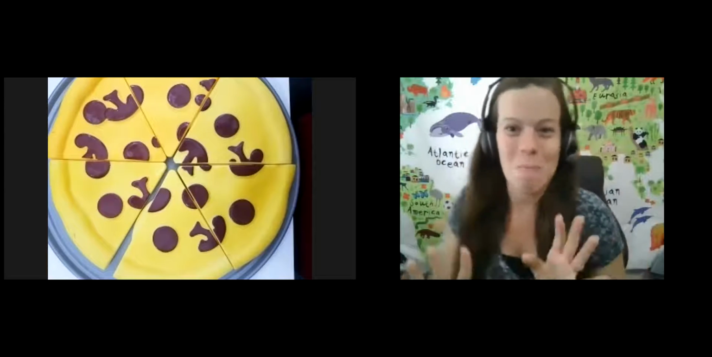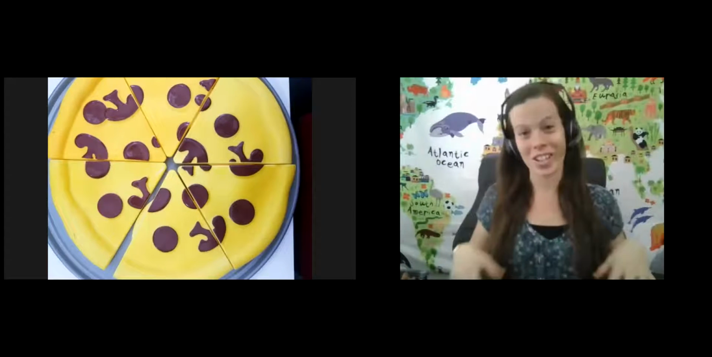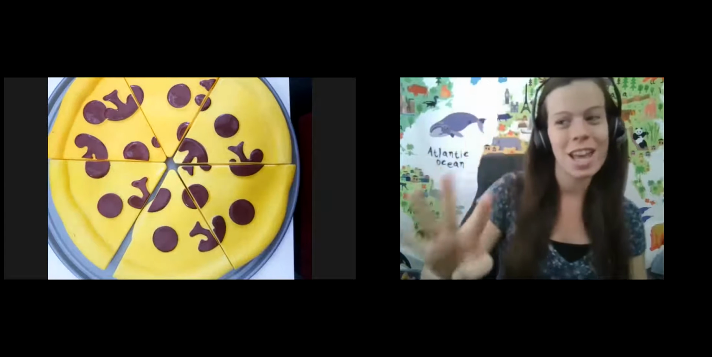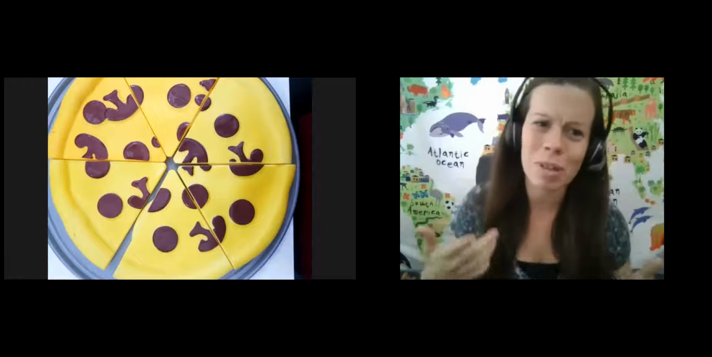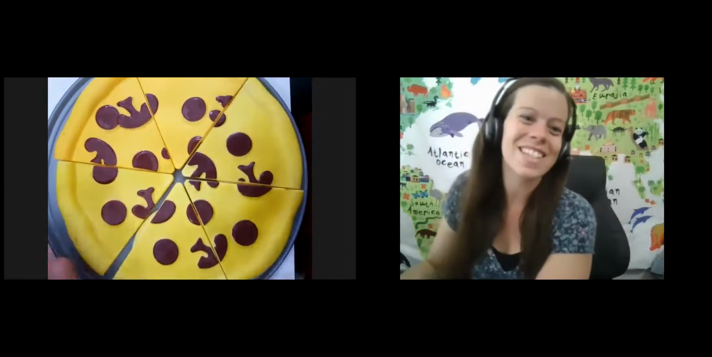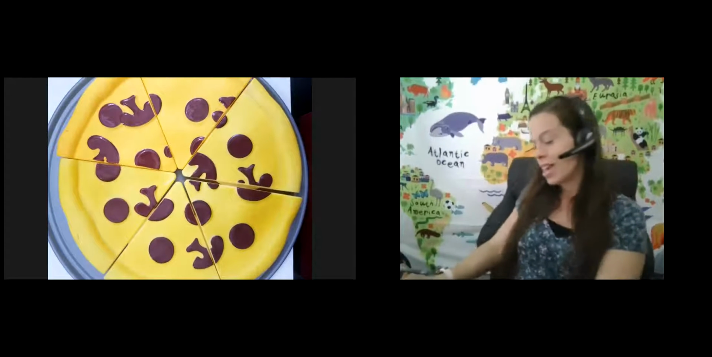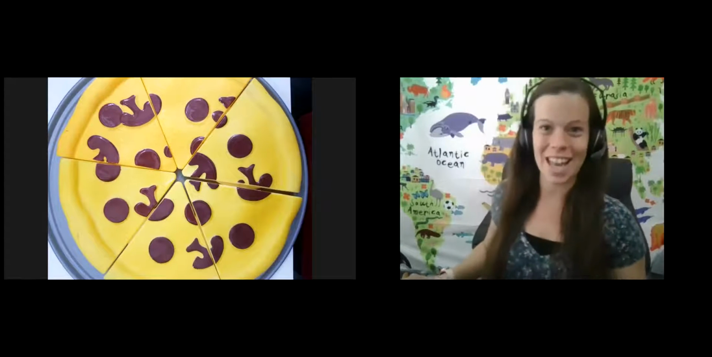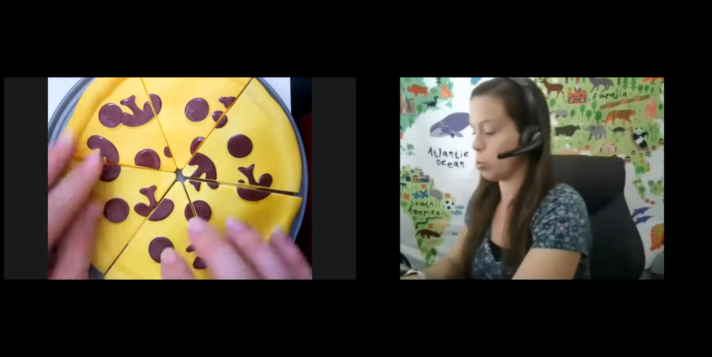Today in math, we are going to learn how to use what we know about halves, thirds, and fourths, and think about them a little bit differently. So I went downstairs. My son, Malachi, has a pizza that he plays with. It's from his little kitchen. He loves to cook. And so this pizza has been partitioned into multiple pieces.